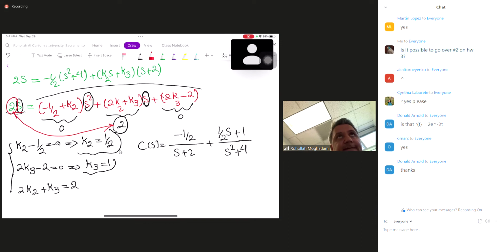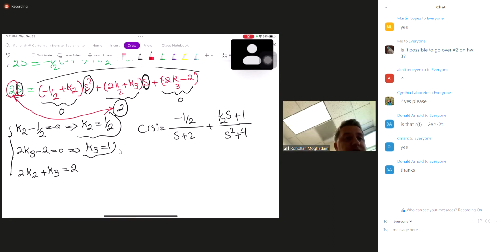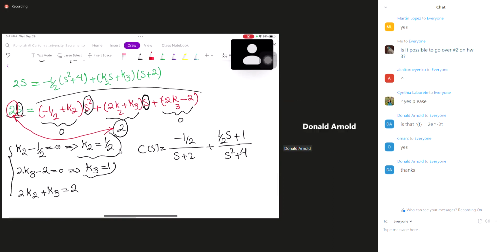Does that make sense? Not really. Sorry, my computer is slightly fuzzy here. How did you get the 2 again? I understood how you got the zeros, but how did you get the 2?